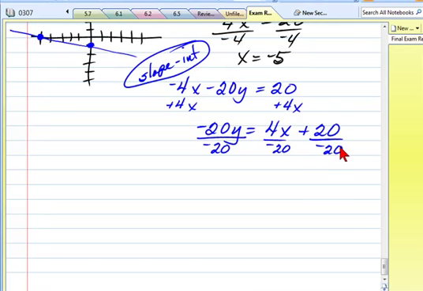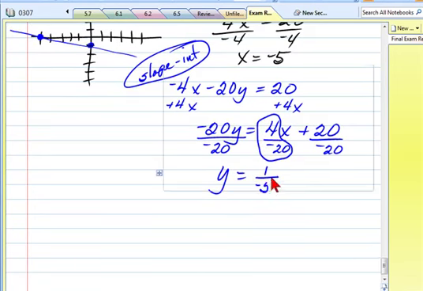Now, I see that I'm going to get a fraction, but I'm not really worried about it because that fraction is going to be the slope. And I don't mind the slope being a fraction. I like it. Y is equal to. Can you help me reduce that fraction? What goes into both 4 and negative 20? 4. 4 goes into itself once. 4 goes into negative 20, negative 5 times. And I have my x. And then 20 divided by negative 20 is negative 1.